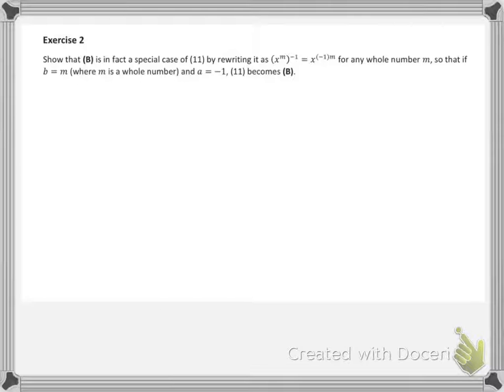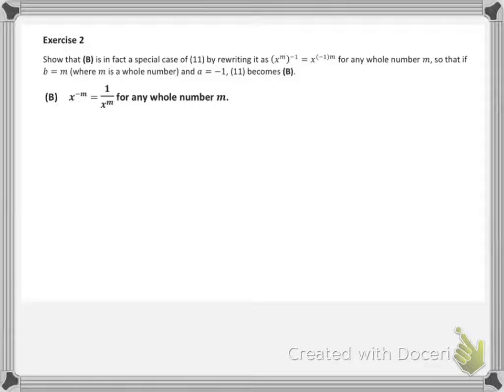We're going to show that B is in fact a special case by rewriting it as x to the m to the negative 1 is equal to x to the negative 1 times m for any whole number m, so that b equals m when it's a whole number and a equals negative 1. Let me show you what we're talking about here.